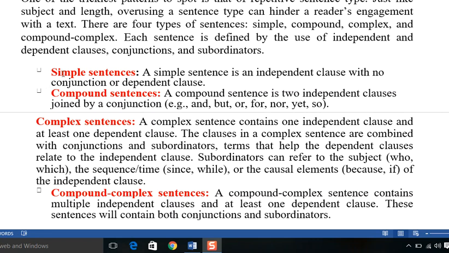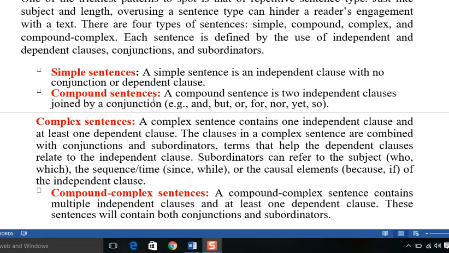Let's see the first type of sentence structure, the simple sentence. A simple sentence is an independent clause with no conjunction or dependent clause. A simple sentence means a straightforward single idea, a single concept. Clear? It has a subject and an independent verb. Clear? And there are not many clauses and phrases added.